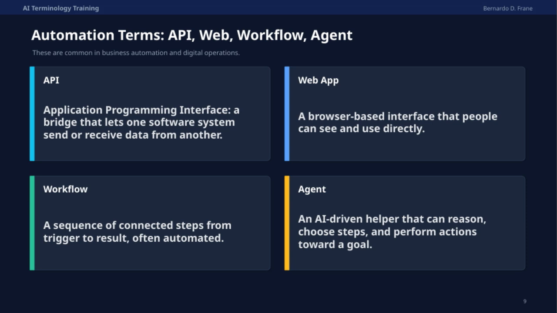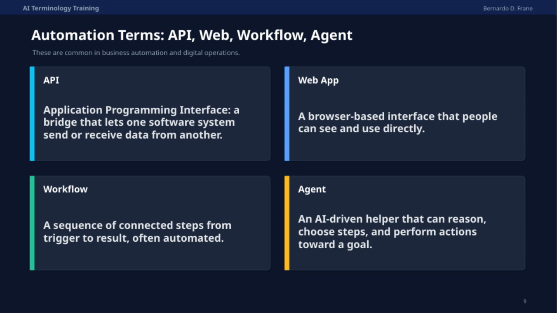Then there's the web app, which is simply a browser-based interface that people can interact with directly. It's accessible, user-friendly, and designed for real-time use. Moving on to the API, or Application Programming Interface. This is like a bridge that allows different software systems to talk to each other, sending and receiving data seamlessly.